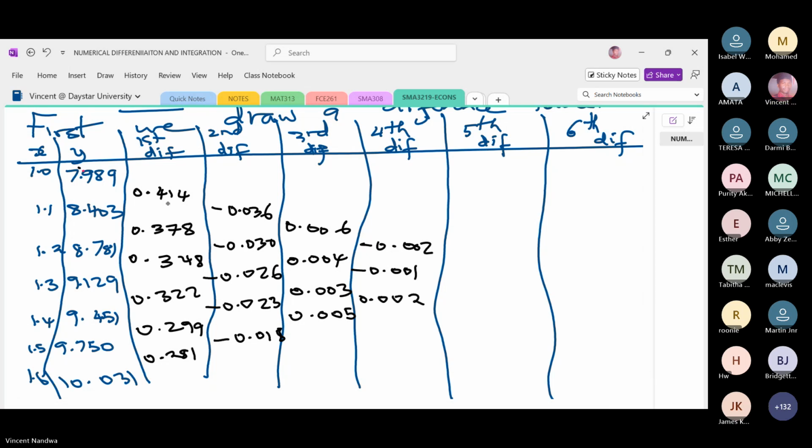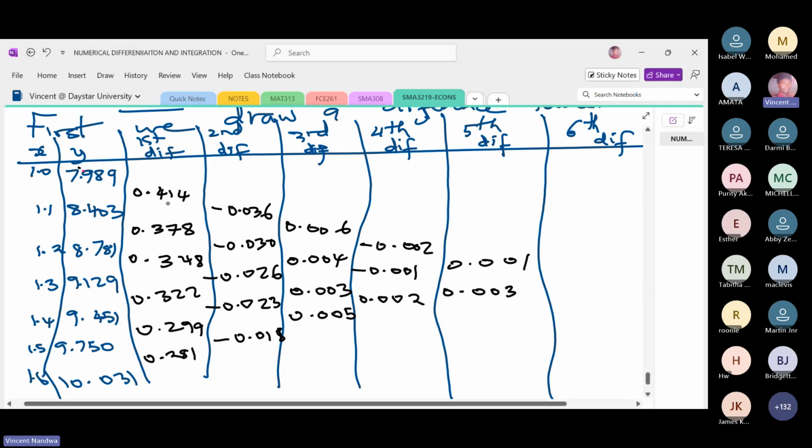0.002. I hope you remember that when you are drawing a difference table, the convention we usually take is you take the lower number minus the upper number. But that's how we are generating these values here. And then we have 0.001, 0.003, then here 0.002. So that's the first step, to draw the difference table.